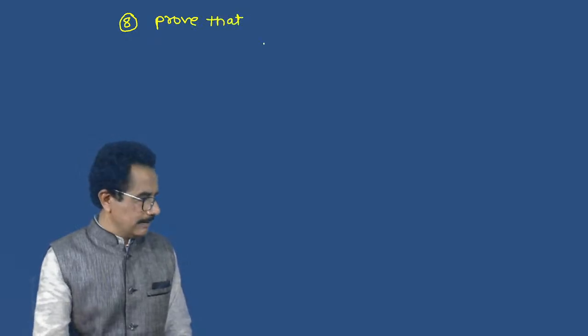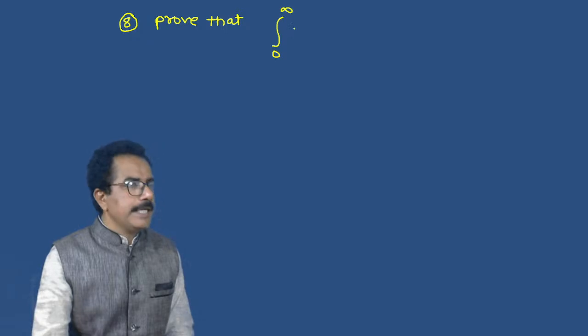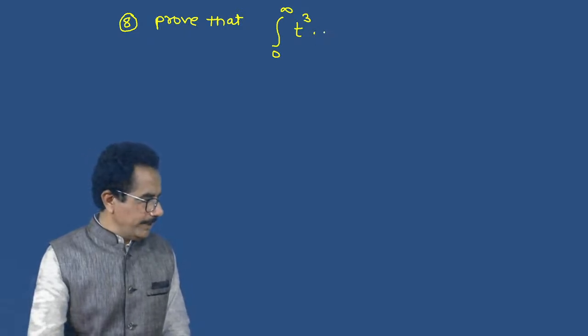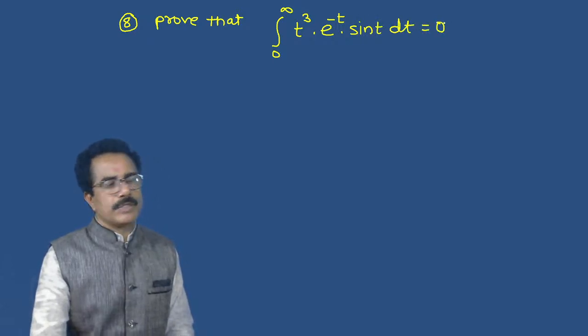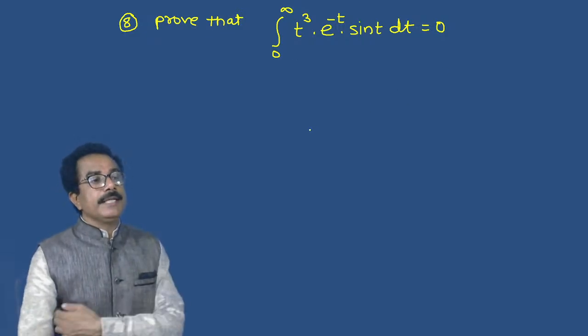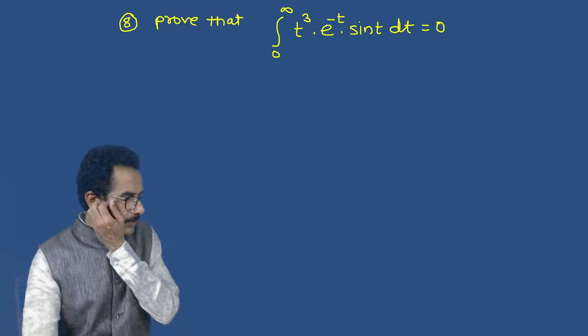Prove that, see this. I will take one more problem. Prove that integral from 0 to infinity t cube into e raised to minus t into sin t dt is equal to 0. Actually, we have to prove the result of this term is 0, but it is integral from 0 to infinity e raised to t cube into e raised to minus t into sin 3t dt.